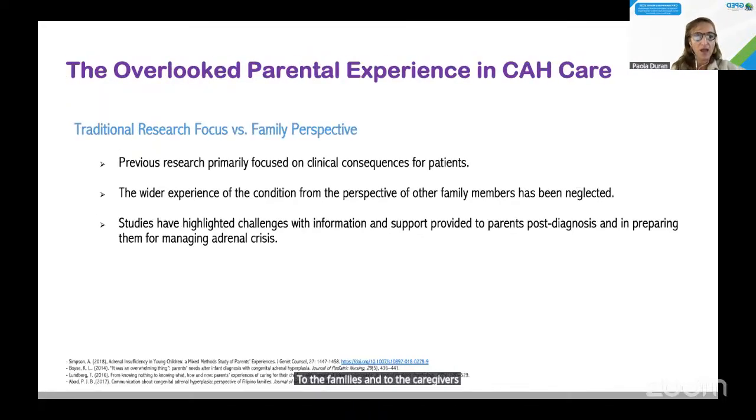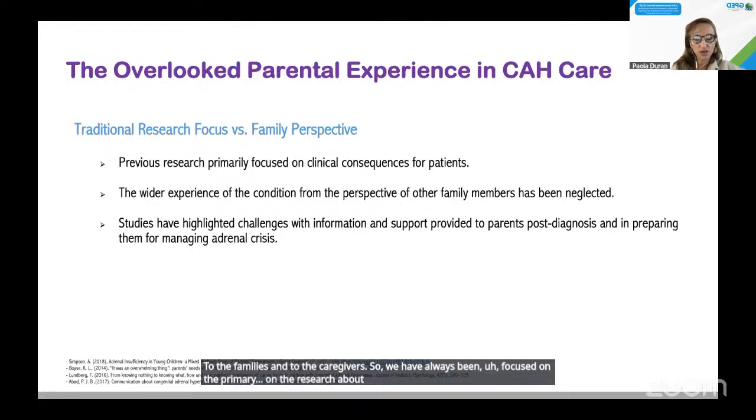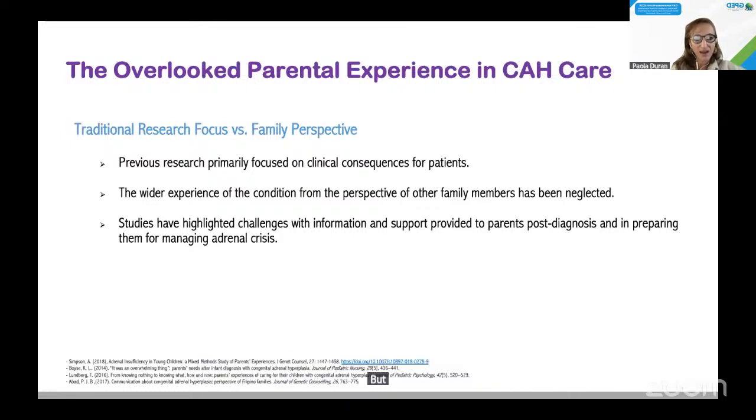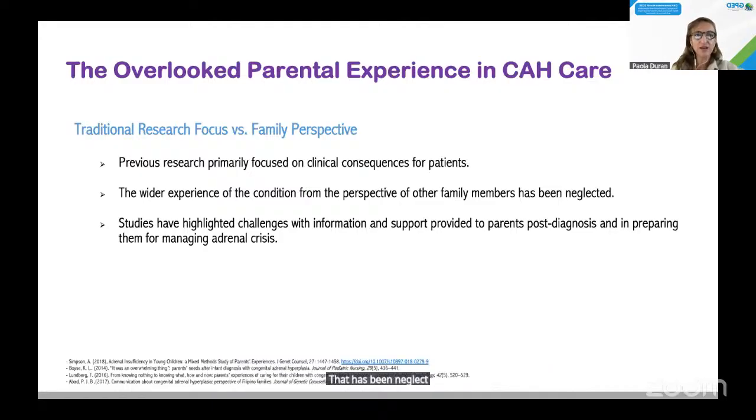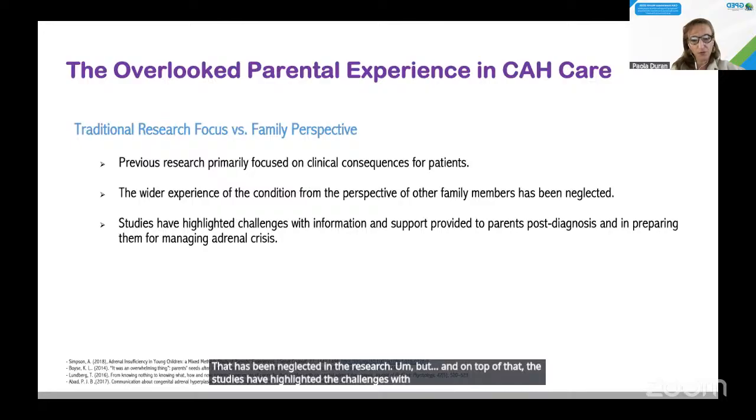On top of that, there is insufficient education about adrenal crisis management for the families and caregivers. We have always been focused on the research about clinical consequences for patients, but there is a very wide experience of the condition from the perspective of family members and caregivers that has been neglected in the research. The studies have also highlighted the challenges with information and support provided to parents after the diagnosis, and preparing them for managing those adrenal crises and taking care of the child at home.